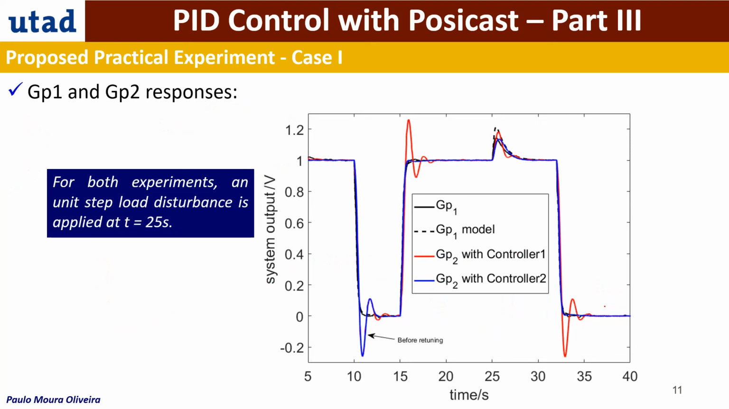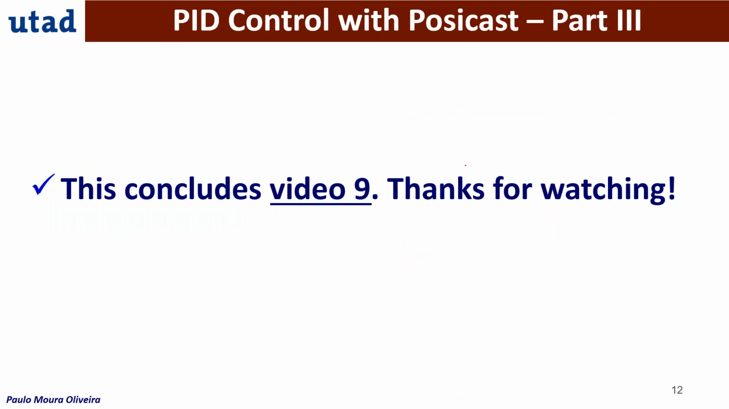Just to show you the result, you can see that if you use controller 1 and then we change the model without retuning, this is the response with the first controller, and then with the second controller, the system behaves much better. So this is the advantage of retuning and using the technique that I showed you. With this, I conclude video 9, and I hope that you enjoyed it.